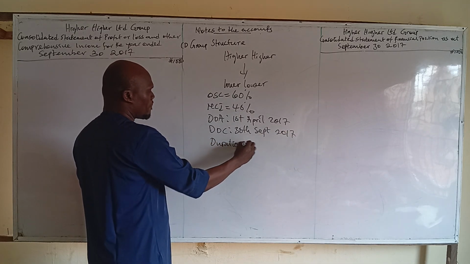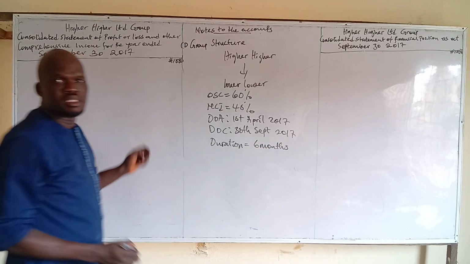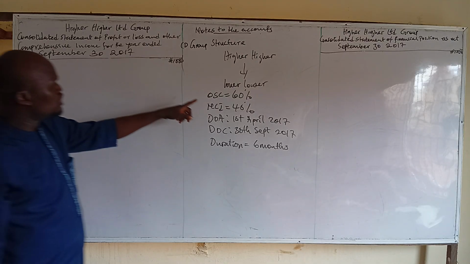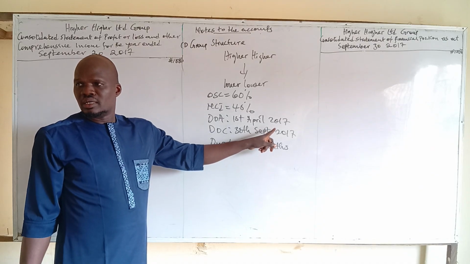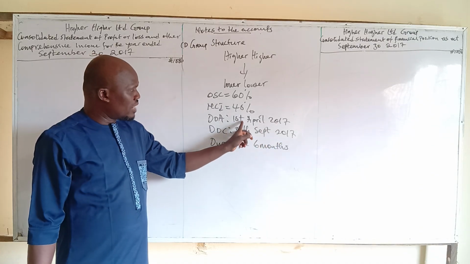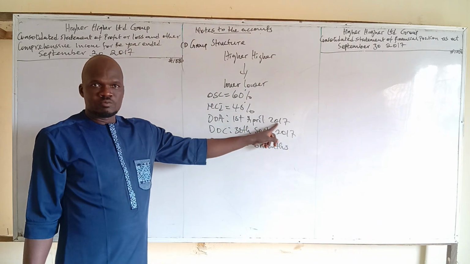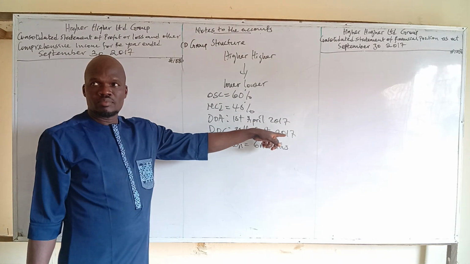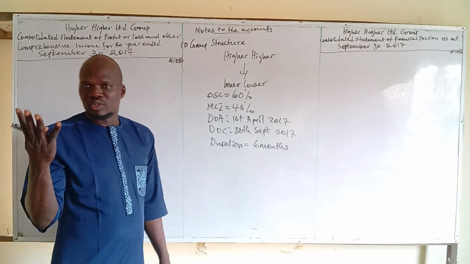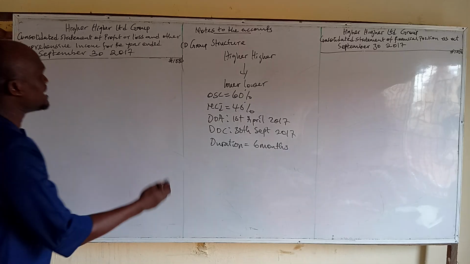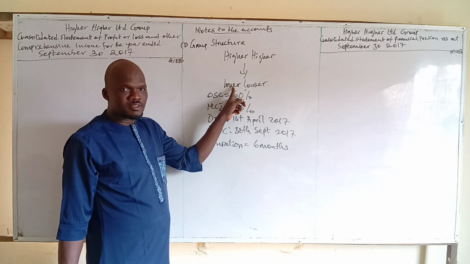Then move to duration. What's the duration? 6 months. Because the duration is 6 months, the acquisition was done on 1st of April. We are consolidating in the same year, right? Yes. IIR acquired the Lower on 1st of April 2017, so the consolidation date is also the same year. When you count from April to September, how many months do we have? 6 months.